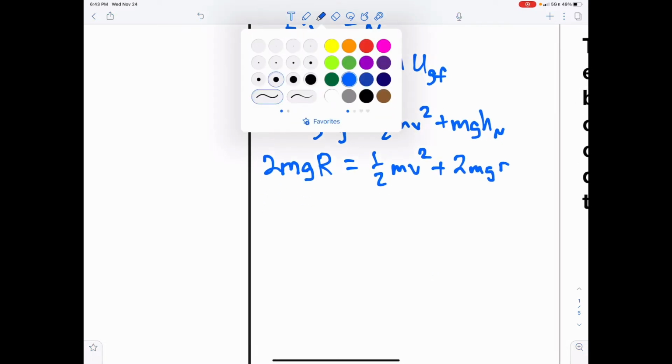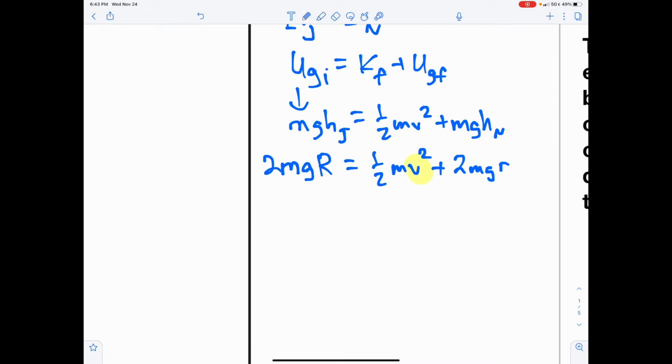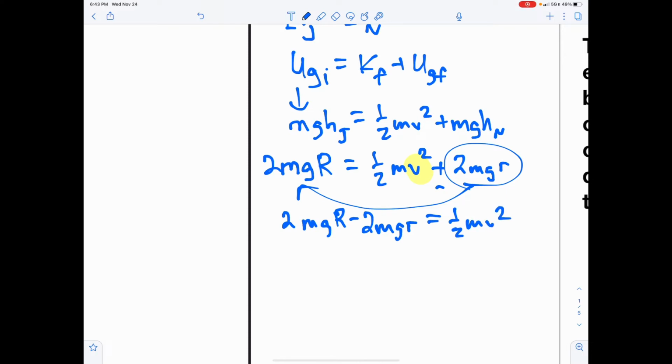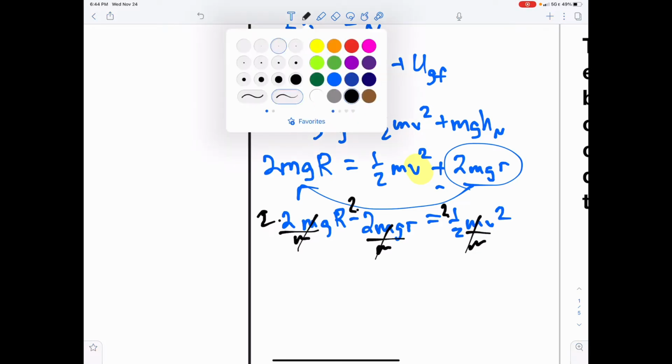So now we need to solve this equation for v. In order to do that, I'm going to go ahead and start subtracting this over to this side. And we get 2mgR minus 2mg little r equals 1/2 mv squared. I'm going to multiply each term by 2. I'm going to divide each term by mass. You can see mass is going to cancel. And then finally, I will square root.